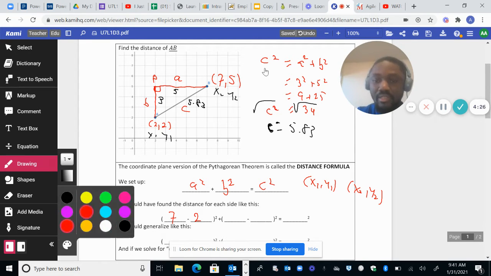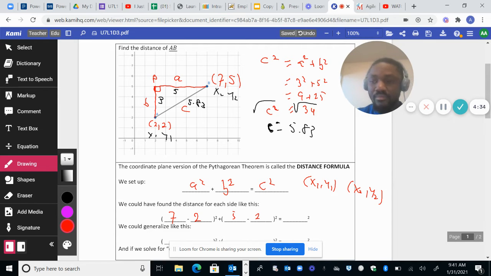And then on the other side, y2 minus y1, that will be 5 minus 2 as well. That will give you the distance C. The C is D this time around, and it's the square of D. So here it's the square.